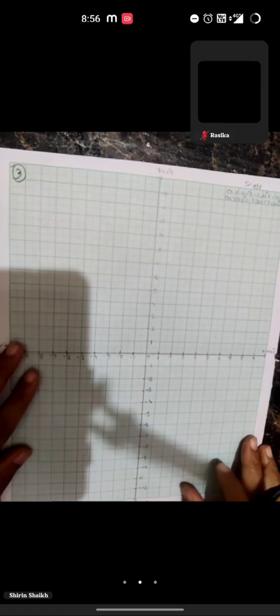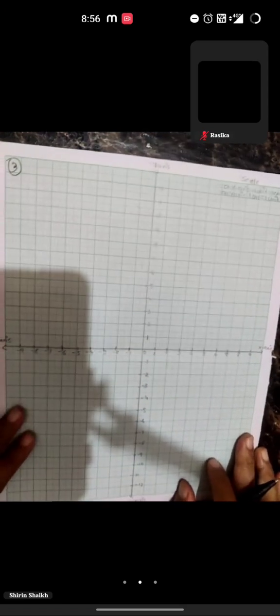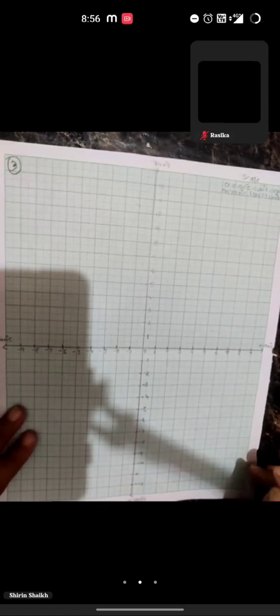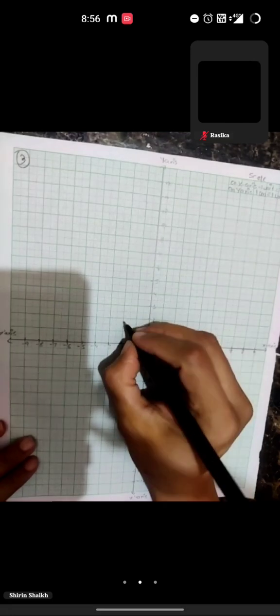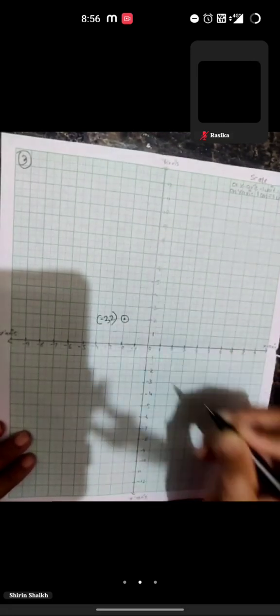So I am taking the graph. I have already made the x and the y axis ready. So first we are going to plot the first equation, and the box here it says minus 2 and 2. So x में minus 2 and y में 2. Minus 2 and 2.